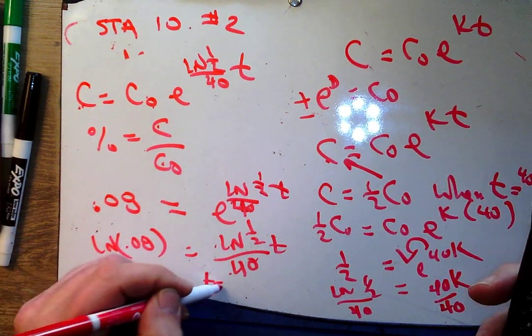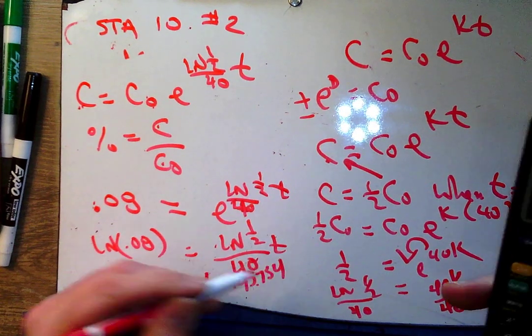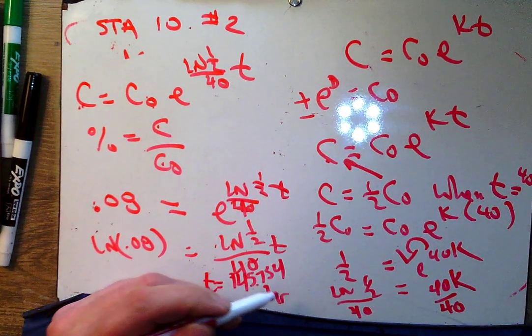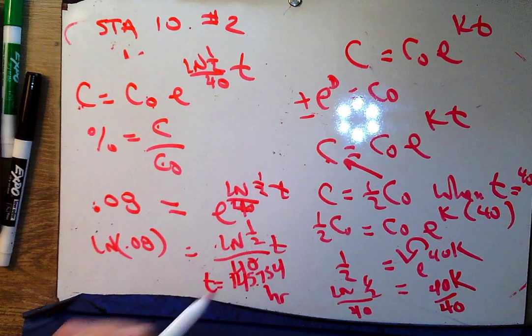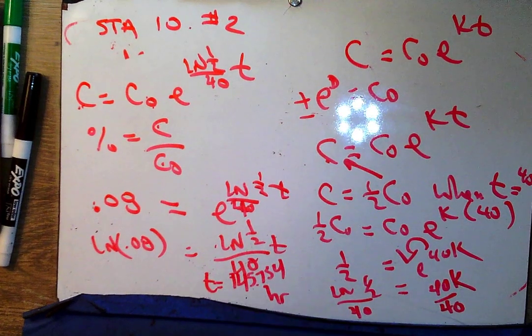And I get t equals 145.754. And I think these are hours. Yep, time units are in hours. So only 8% will remain after 145.754 hours? Excellent. Okay, 10 is done. We're up to 11.